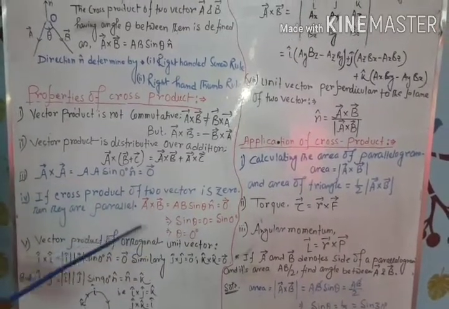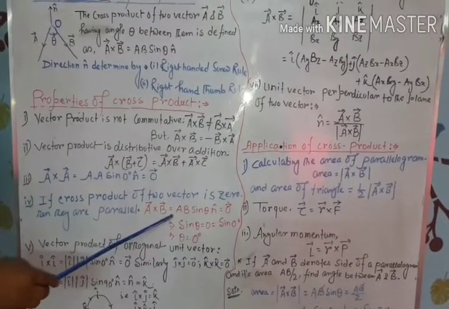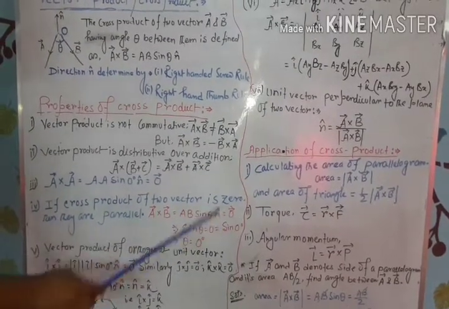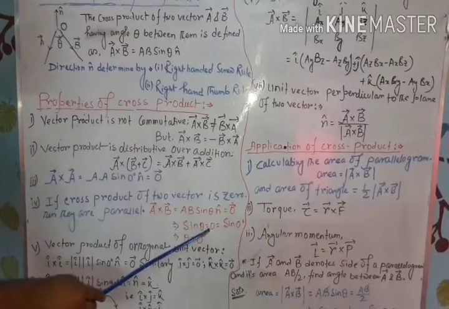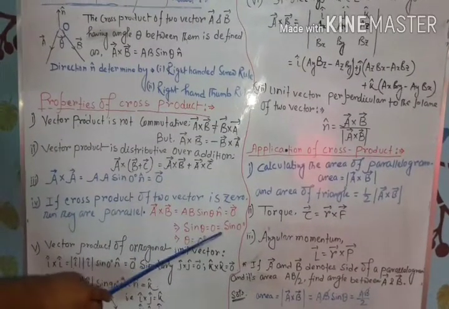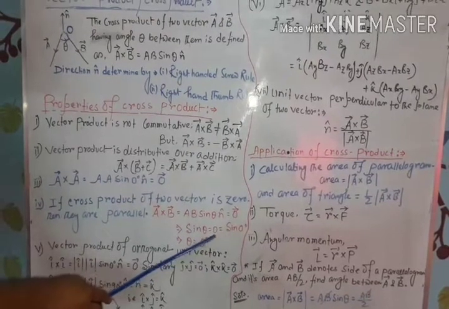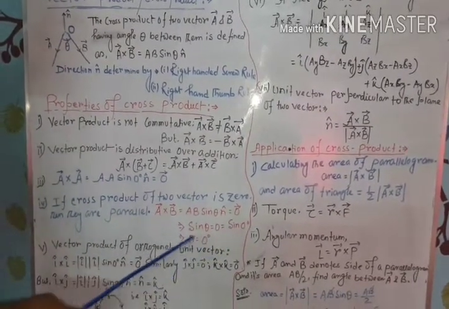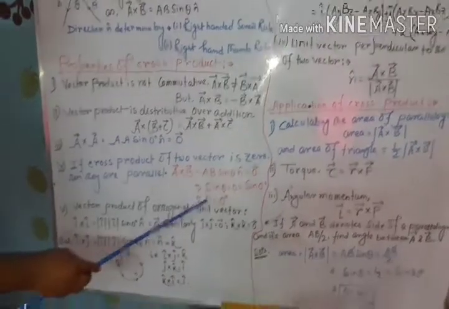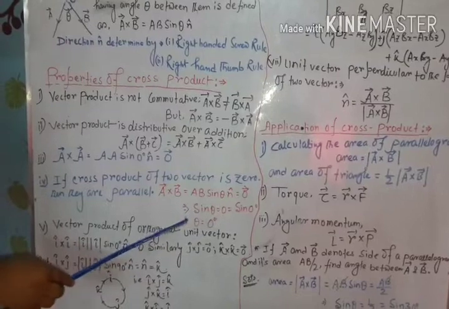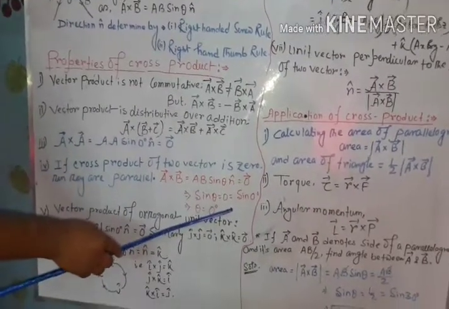See the proof. A vector cross B vector equals AB sin theta n cap, and that is 0. So therefore sin theta equals 0, because AB and n cap are not 0. So for what angle does sine give 0? That is sin 0. So sin theta equals sin 0, so theta equals 0 degree. So the angle between the two vectors is 0 degree, which means the two vectors are parallel to each other.